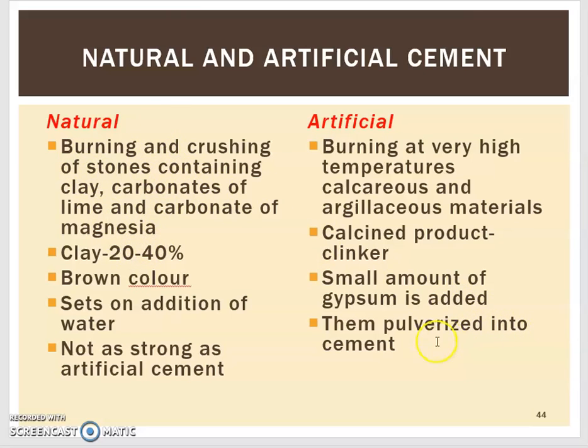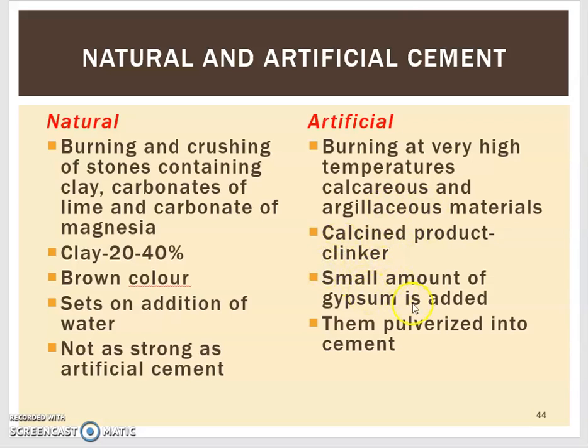Now, the cement that we use in today's day is an artificial cement. It is obtained by burning calcareous and argillaceous material at very high temperatures. So, what is calcareous? Calcareous is something which has calcium, right? And argillaceous means something which has clay. Okay, clay is the material that's going to hold the things together, the binding property, right? The calcined product of these materials is called clinkers. Calcined means burnt at very high temperature.